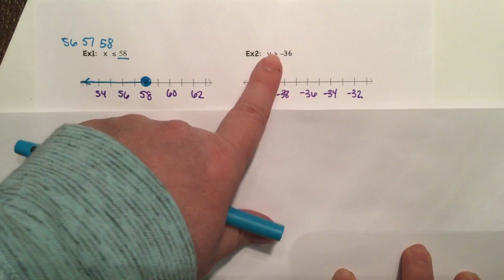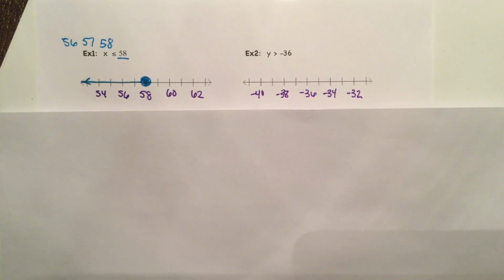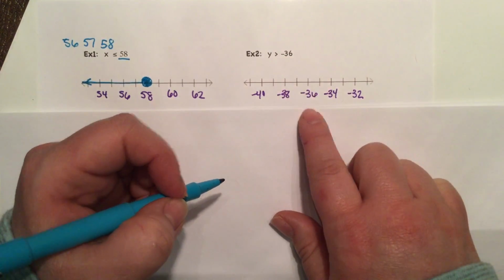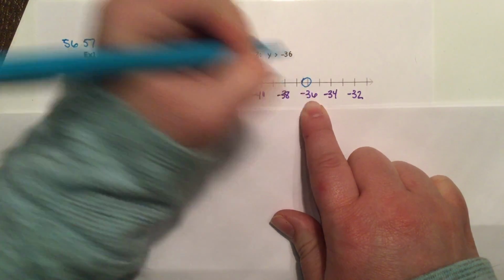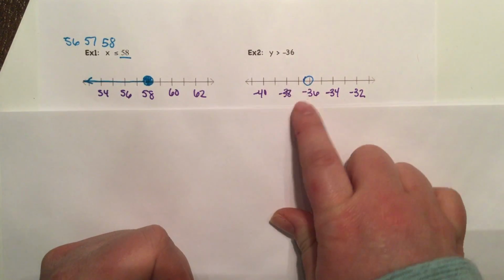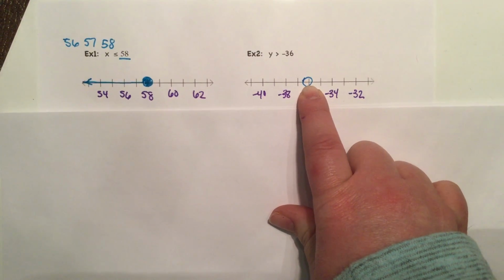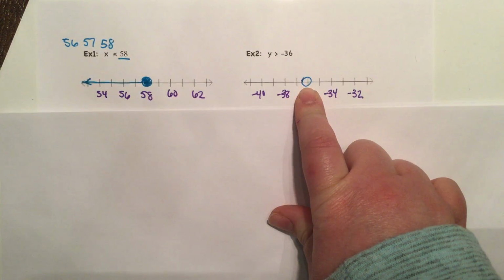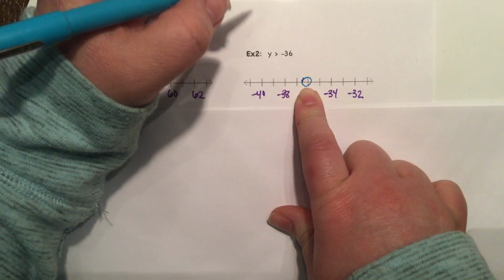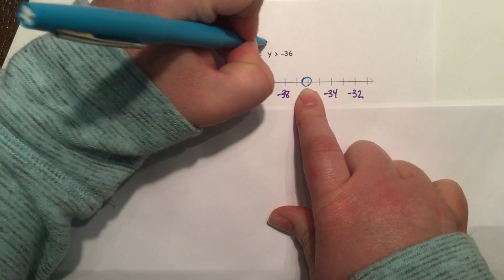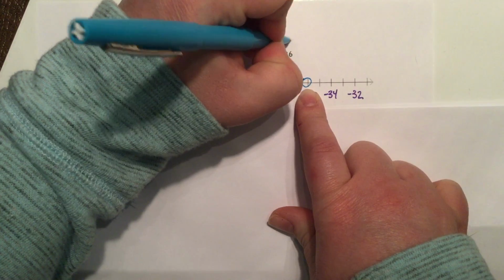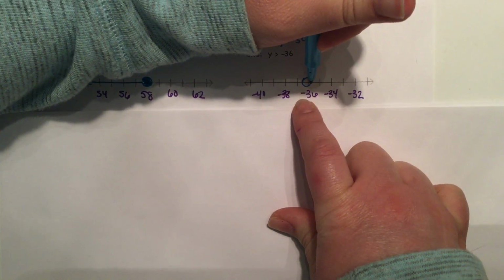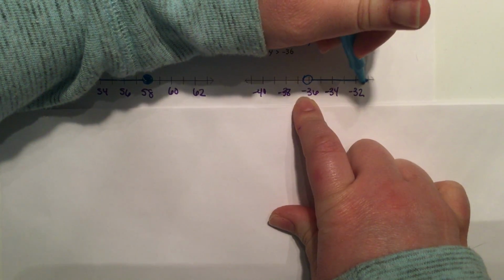If we look at the next example, we have y is greater than negative 36. So right away, we know that we're going to draw our circle at negative 36. And since it's the greater than sign, we're going to leave that circle open. We're not going to fill it in. Now we're going to ask ourselves, if y is greater than negative 36, what numbers could y be? Well, y could be negative 35, negative 34, negative 33. So we're going to draw our arrow towards all of these numbers.